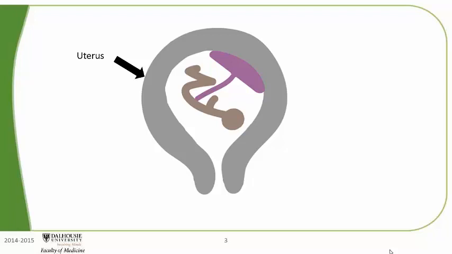Here the uterus is drawn in gray. The uterus contains the placenta and fetus during pregnancy. This part of the uterus down here is called the cervix. Here is the placenta drawn in pink. The placenta is tightly attached to the uterus during pregnancy.